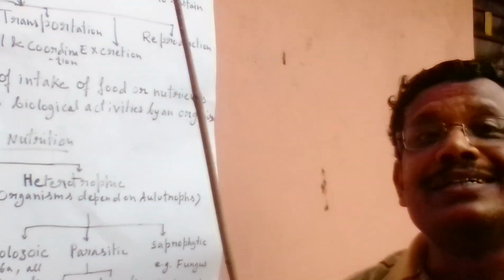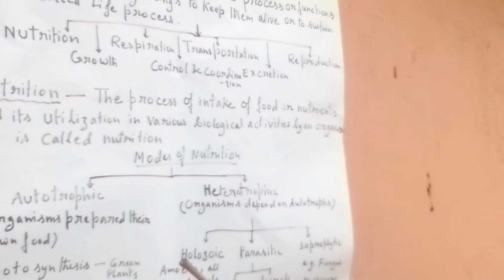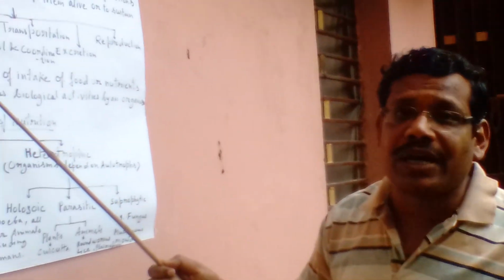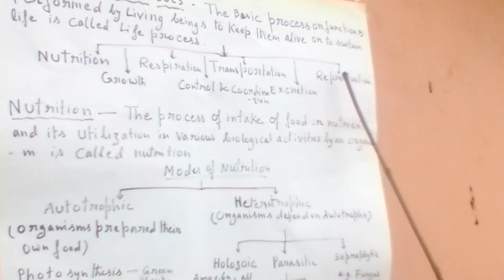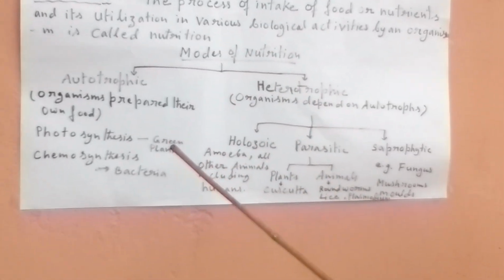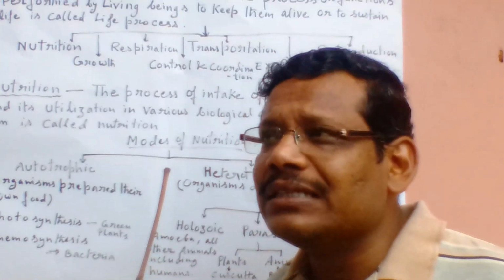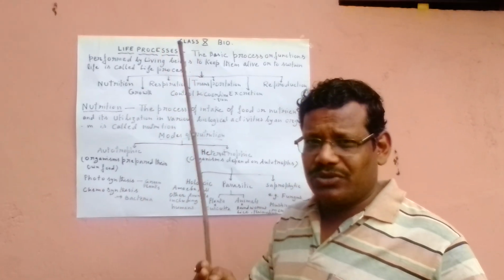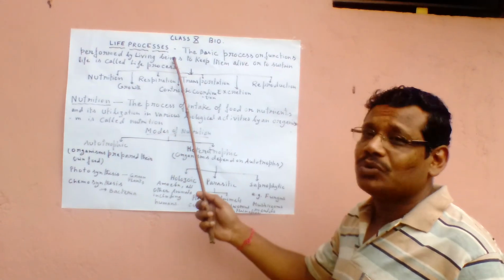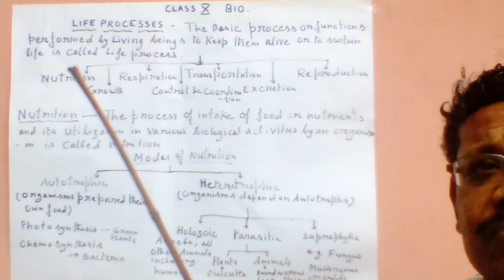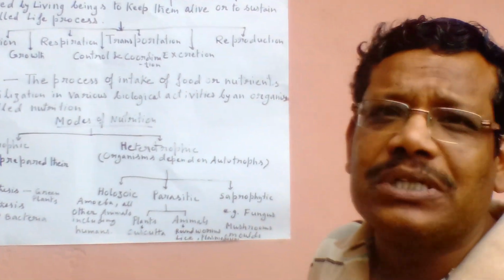Living beings need nutrition, food, to get energy to run their processes like respiration, transportation, reproduction, control and coordination, excretion. So these overall processes are run to maintain their living. To sustain life, they have to go through these life processes. And the first and very important thing is nutrition.